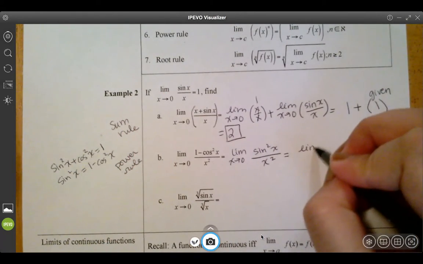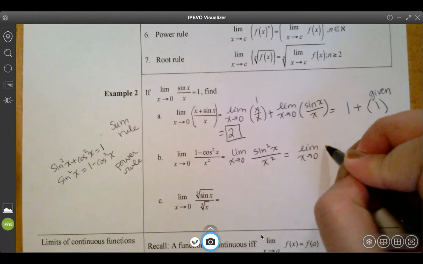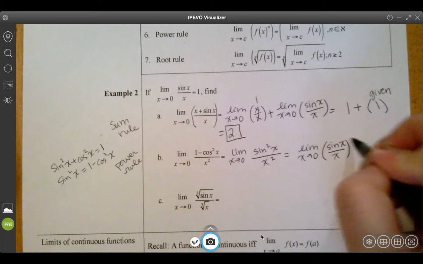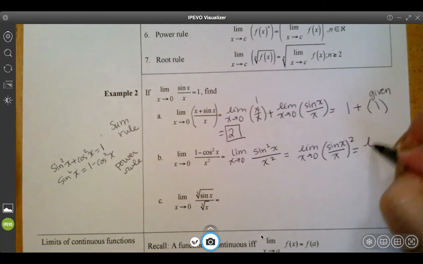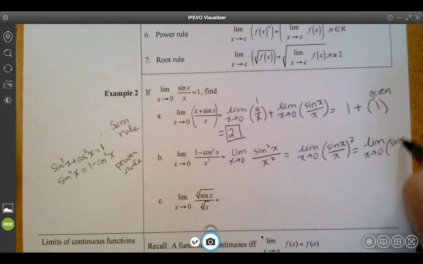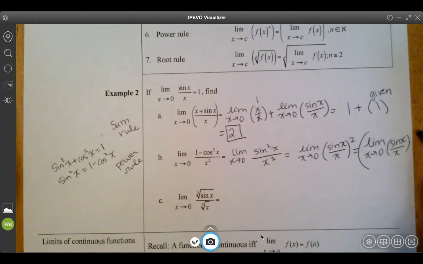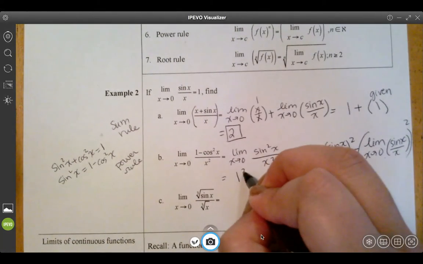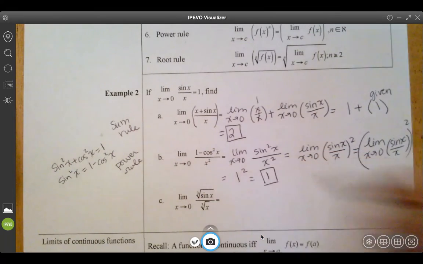So this is the limit as x approaches 0 of sine of x over x, all squared. Well, this was our given. And so this is 1 squared, which is just 1.